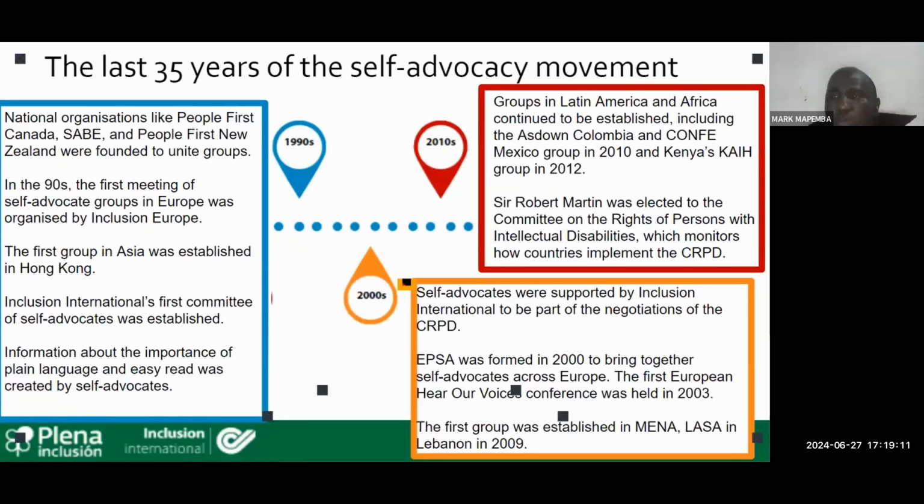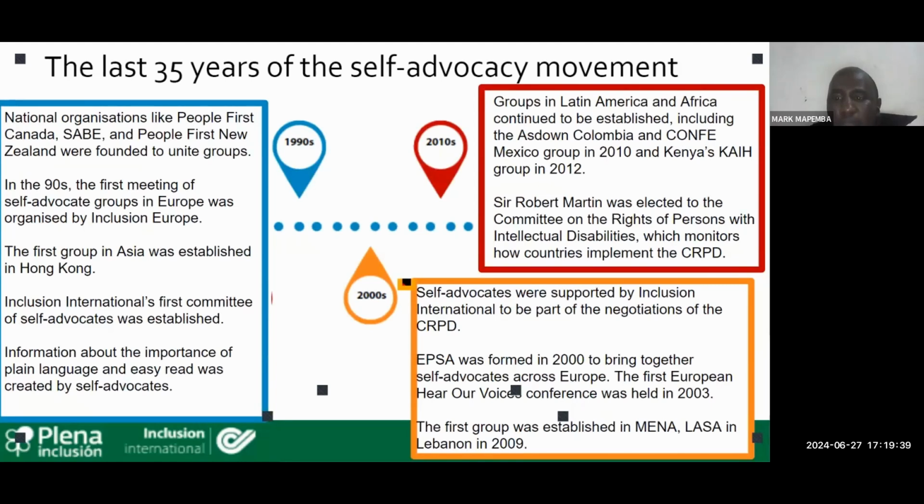Robin Martin was elected to the Committee on the Rights of Persons with Disabilities, which monitors how countries implement the CRPD. Self-advocates were supported by Inclusion International to be part of the negotiations of the CRPD.